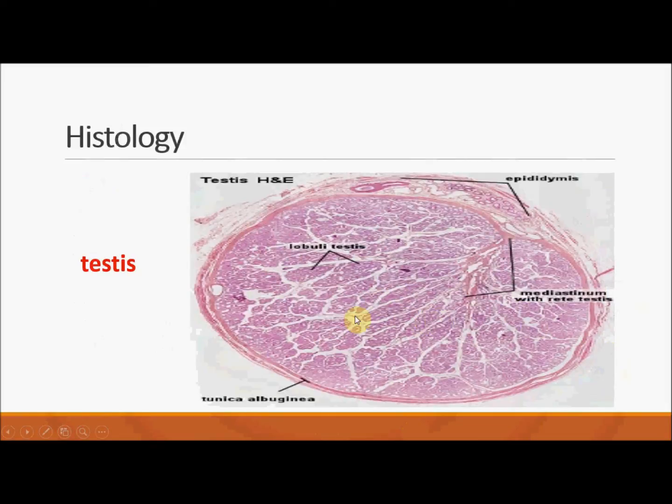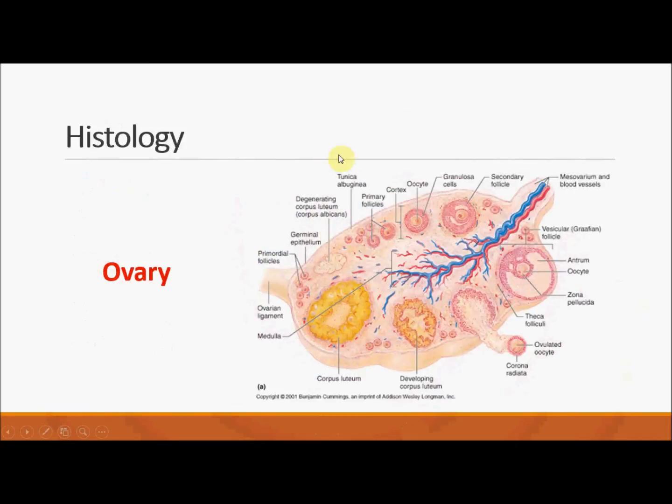This is the histological picture of the testes, under the microscope. And this is a representative diagram of what the ovary looks like, and this is what happens in the menstrual cycle. But we're not going to go through that now.